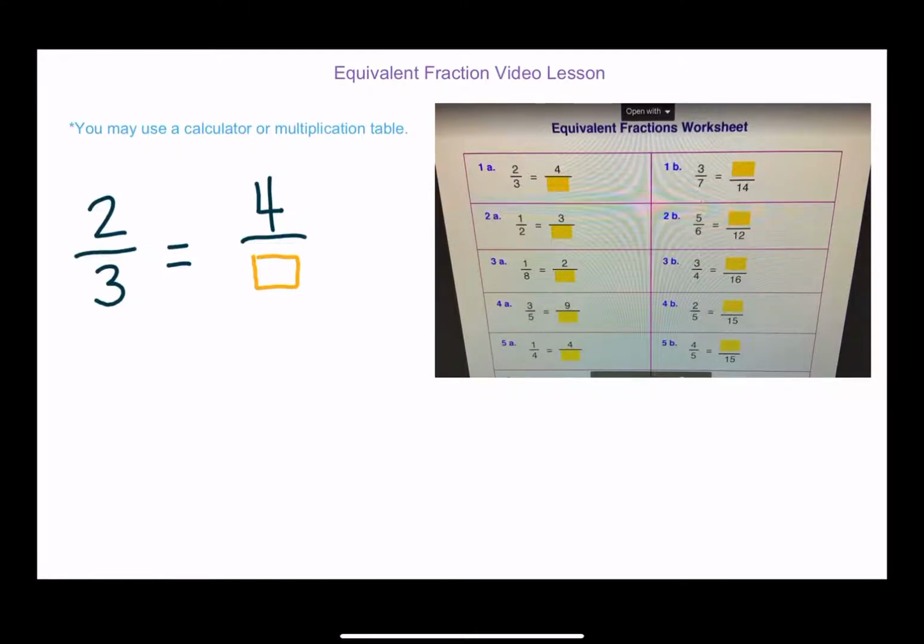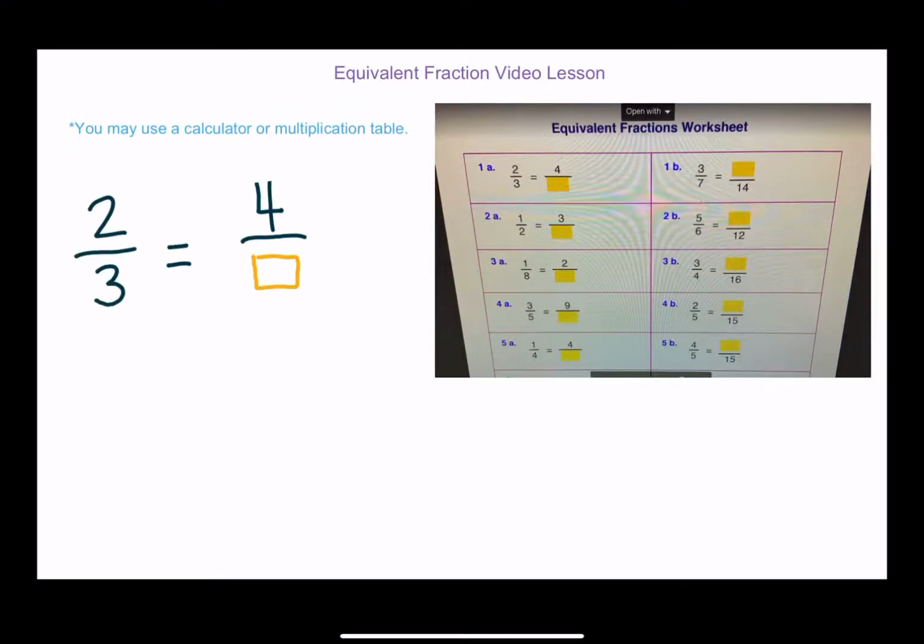The title of the worksheet is Equivalent Fractions, and if you look over to the left, I have the fraction 2/3 is equal to 4 over blank, yellow box. And that's the same question on worksheet 1A. See? And also, if you notice in blue, I have written here, you may use a calculator or a multiplication table for these. It's up to you. Okay, now we're going to get started.